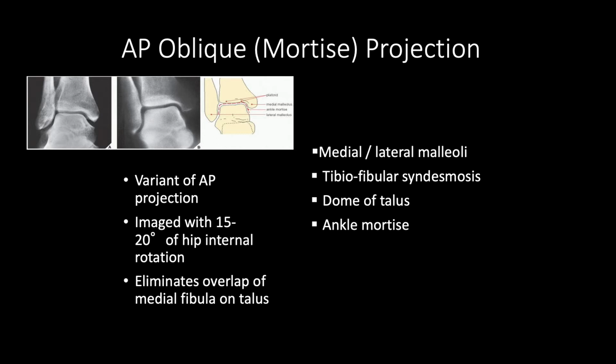So the mortise view here, it's a variant of the AP projection. This really gives us a good view of what this ankle mortise looks like. So you can kind of see the opening here. You don't see an overlap of the tibia and fibula here, so you can see the syndesmosis. We're really looking at this with high ankle sprains, especially any type of talar dome fractures or osteochondral defects that may be there, and really want to look at the spacing in this ankle mortise. Like I say, typically it's imaged with a little bit of hip internal rotation to get this oblique view.